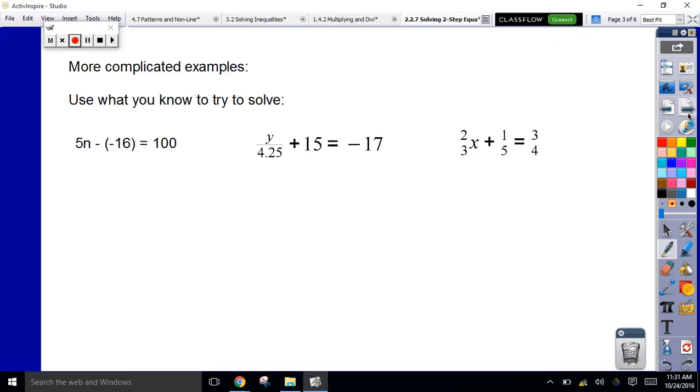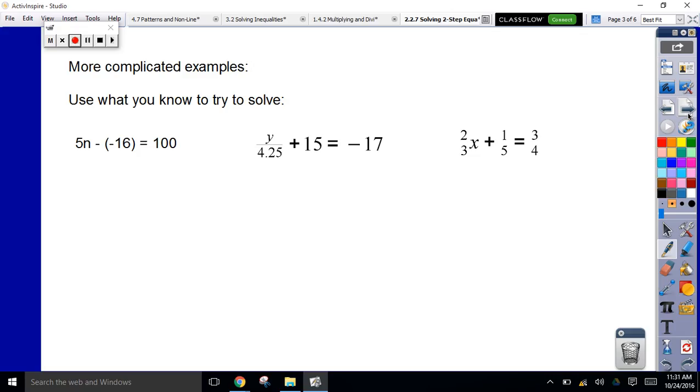Okay, so I have just some more complicated examples for you, things that include some of our integer rules, maybe some decimals and fractions. So on my first one, I have 5n minus a negative 16 equals 100. Before I solve that, I need to simplify that.